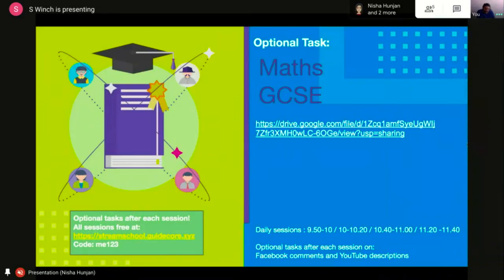All right, cool. Here is the optional maths task today. It is a link to a worksheet. There are some questions to do with Pythagoras on there. There aren't too many, so please have a go.